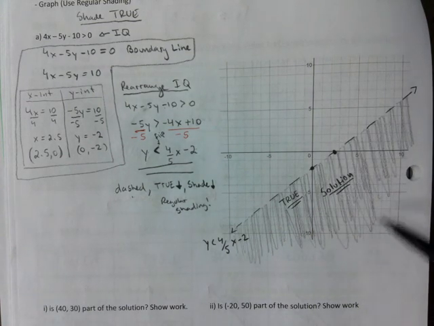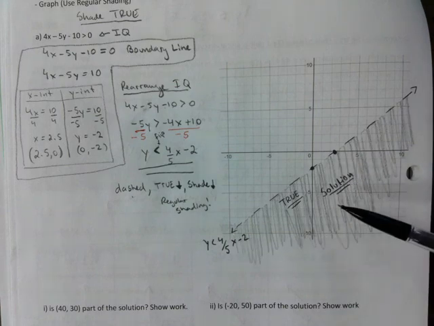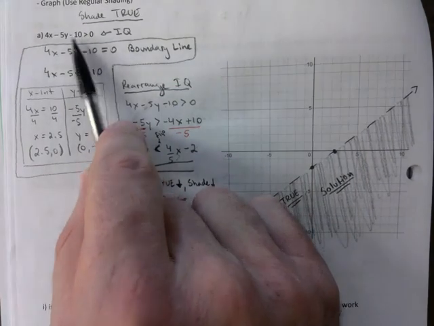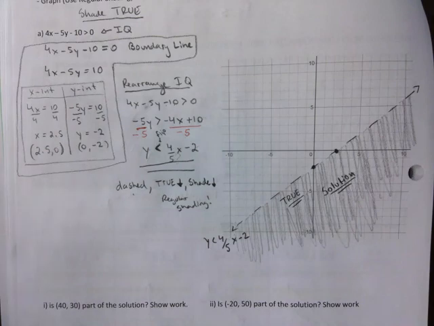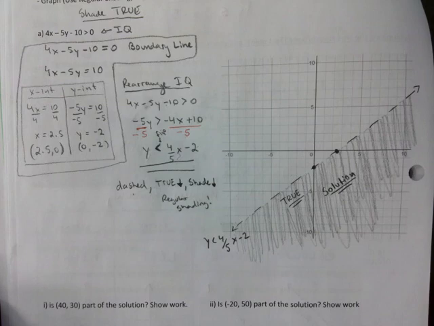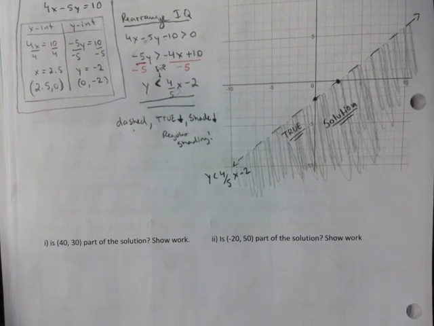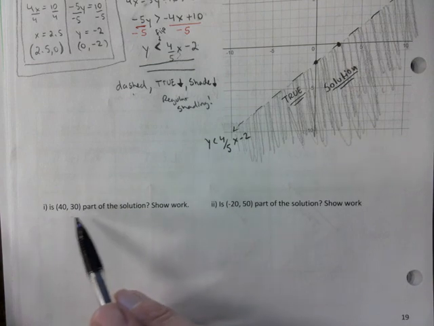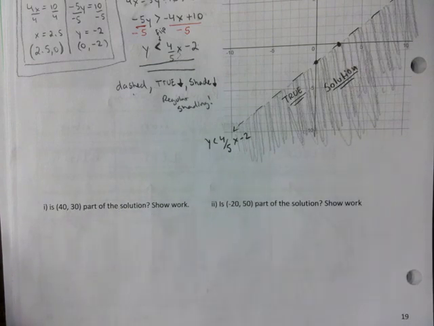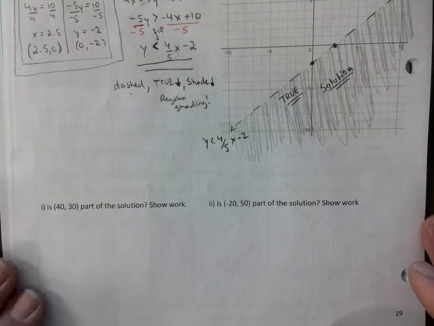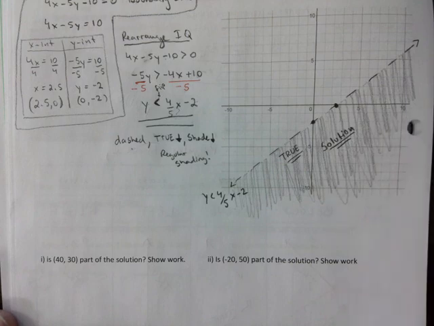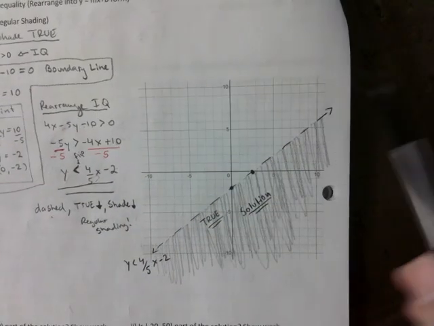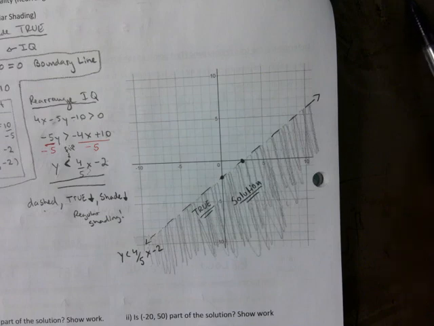Any point that I pick that is below that line, if I were to plug that into either inequality, it doesn't matter, will always be true. But you need to sometimes show that mathematically if that's actually the case. Is (40, 30) part of the solution? Show your work. Where's (40, 30)? Is it even on your grid? No, I purposely picked that one. So 40 would be way down here and then 30 would be somewhere way up here.